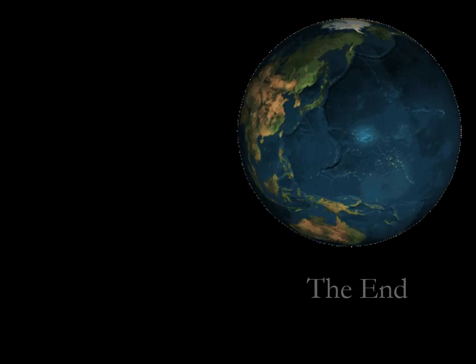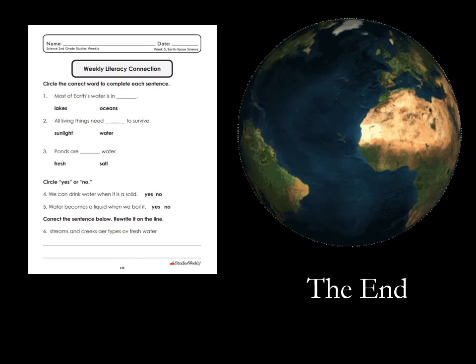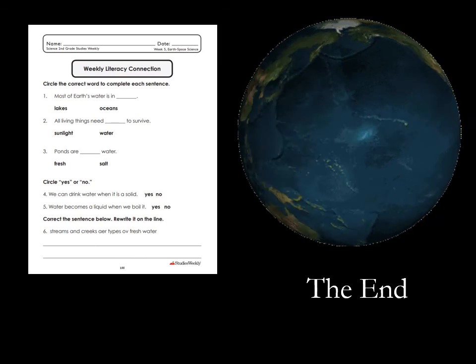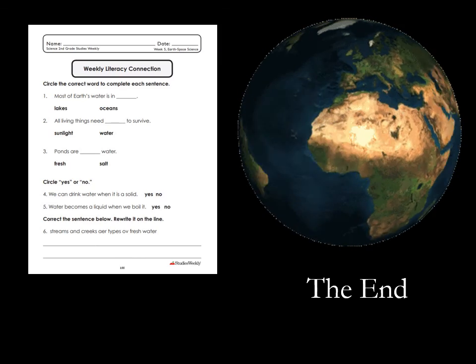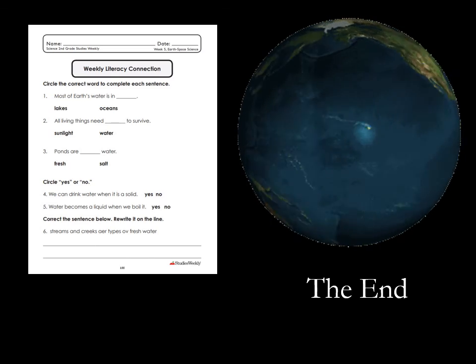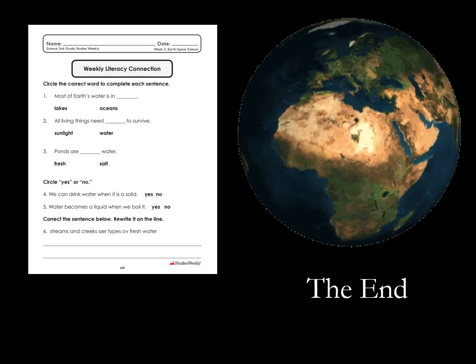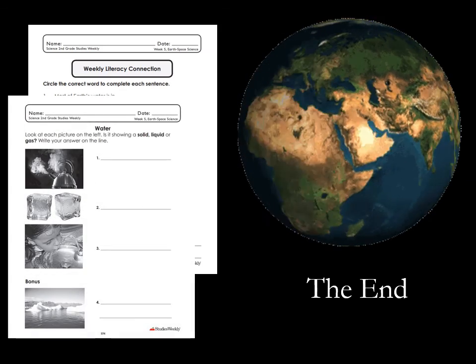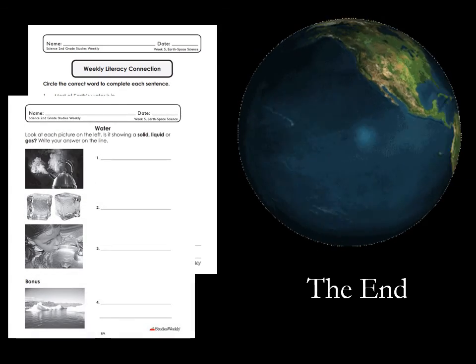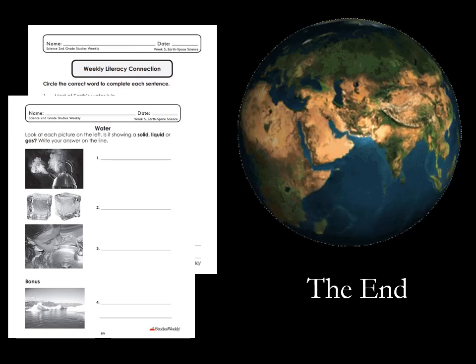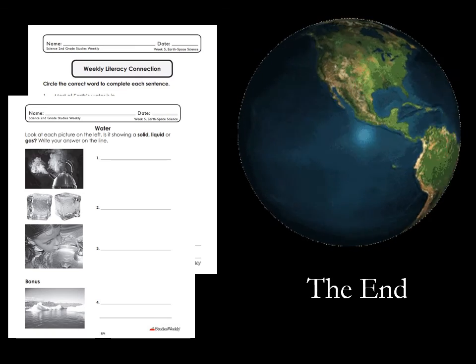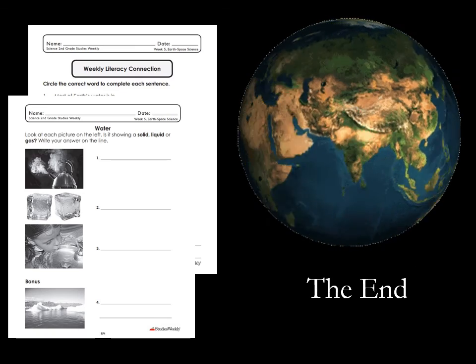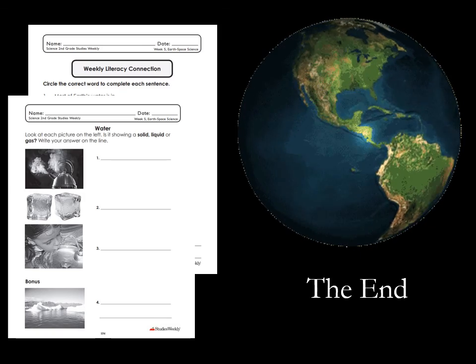All right, girls and boys, that brings us to the end of science. You have two worksheets I'd like you to work on. One is the weekly literacy connection. Remember, number 6 is like a daily edit, so be careful with that. And I want you to do the page right before that. Water. Look at each picture on the left. Is it showing a solid, liquid, or gas? Write your answer on the line. And be careful with number 4.